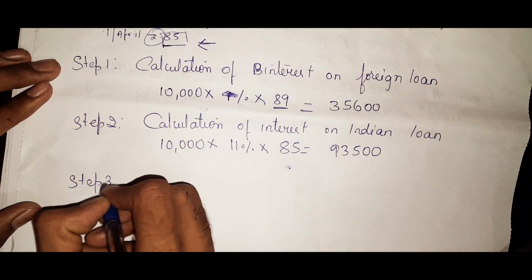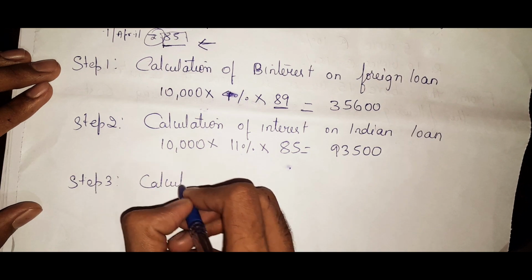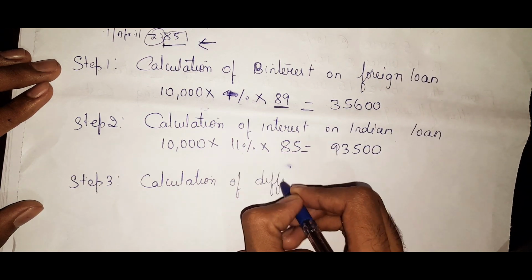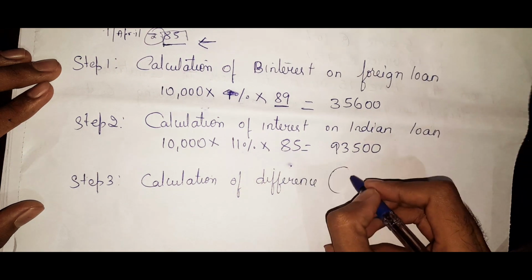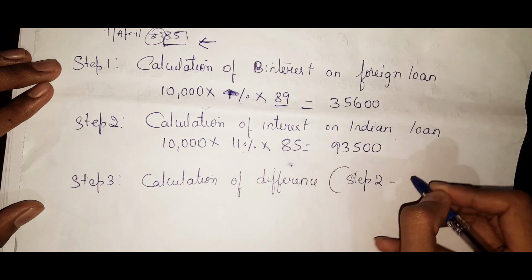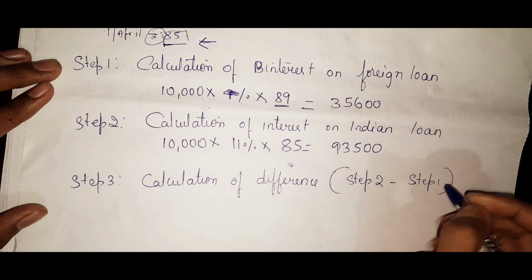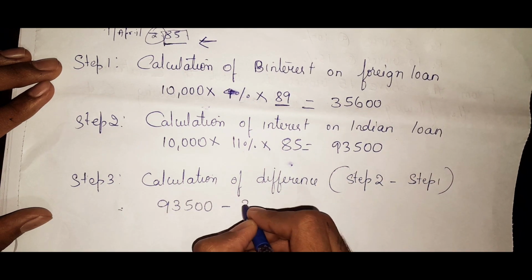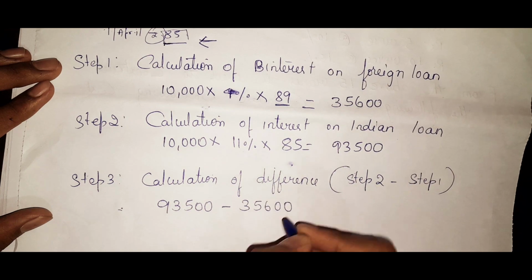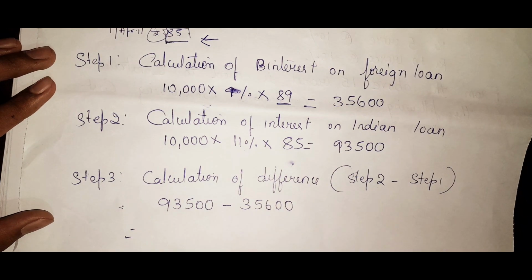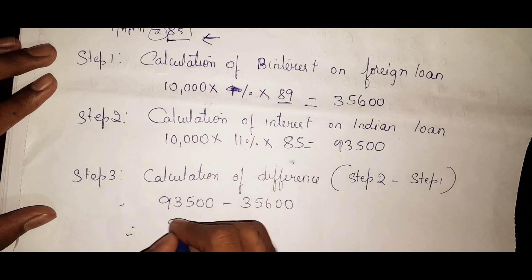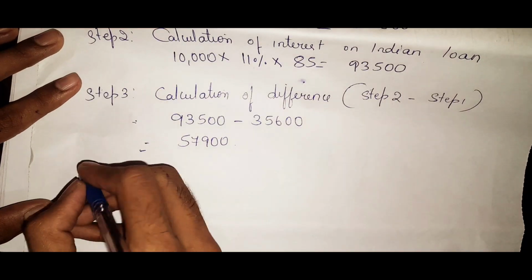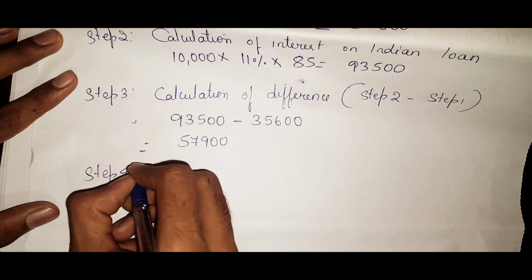Now step 3 is nothing but very simple. It is calculation of difference. So it is nothing but step 2 minus step 1. Step 2 is 93,500 minus step 1 is 35,600. The answer will be 57,900.